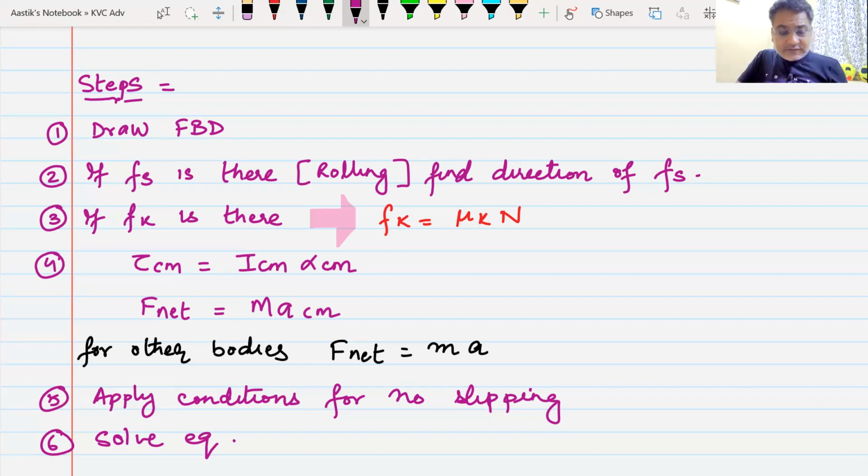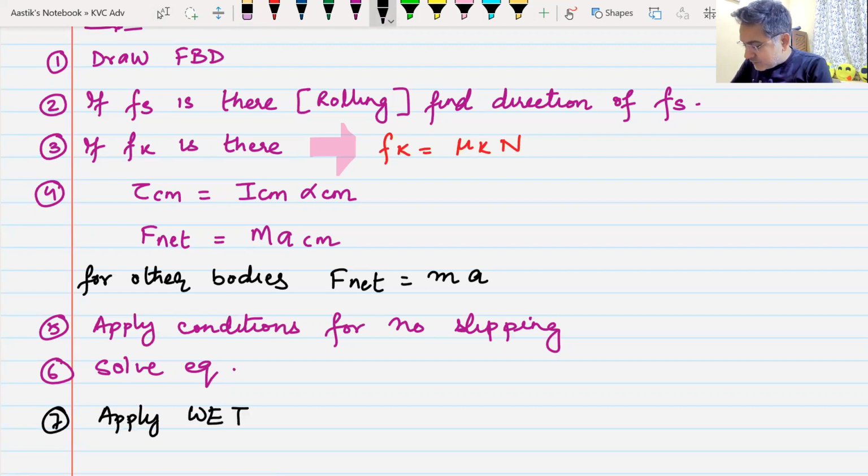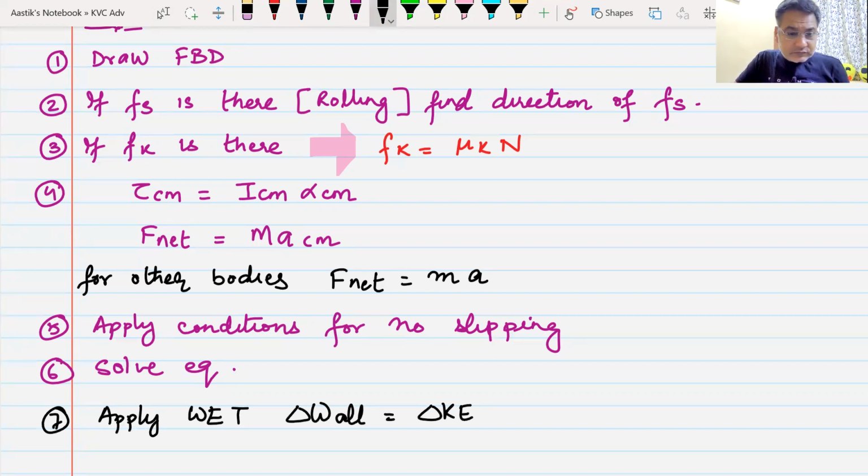The other methods, so I will write it in a different color, number 7. Other methods you can apply to solve questions: you can apply the work energy theorem. Do you understand the work energy theorem? Yes, sir. Work done by all forces will be equal to the change in kinetic energy. This can always be applied no matter what you want. Do we understand this? Yes, sir.